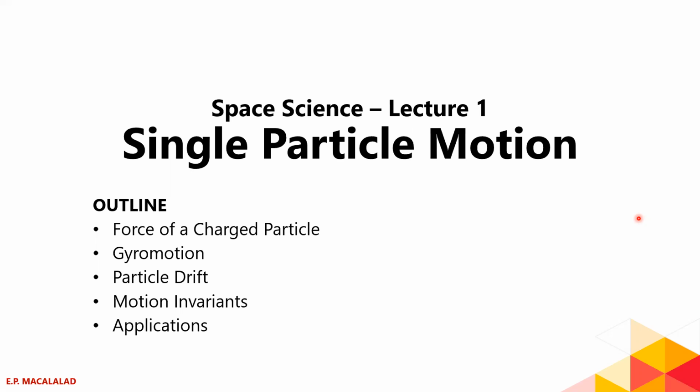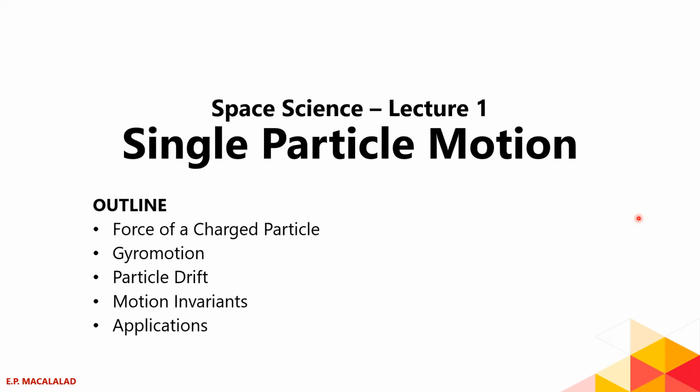And from there, we're going to define the three motion invariants. So these are the three kinds of motion that a charged particle does under the influence of a magnetic field, as long as that charged particle is in its plasma form. And we're going to talk about some applications. Okay, how is this related to what we would like to study this semester?